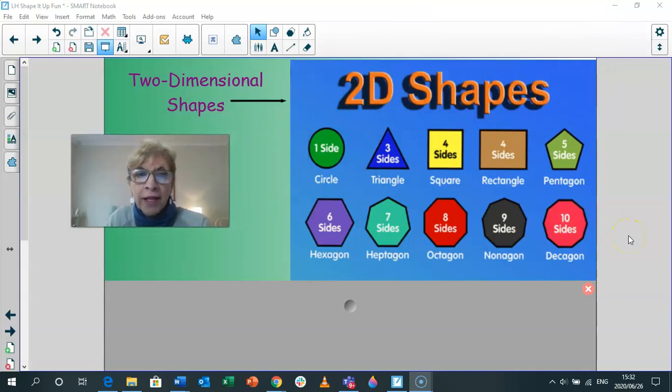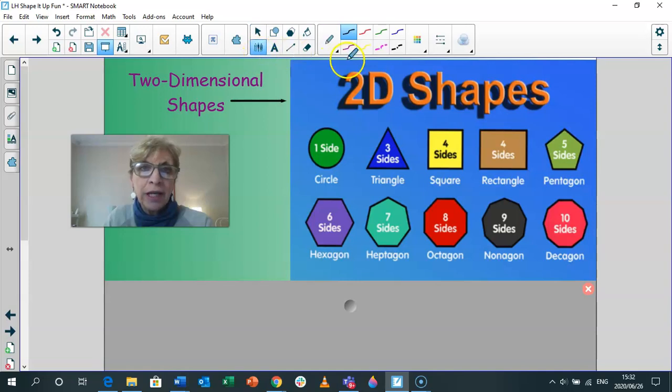They are flat shapes. They are only measured in length and width. So if I had my pen out ready to use, you would look at length and width. Length and width. You wouldn't be looking at height as well or depth as well.